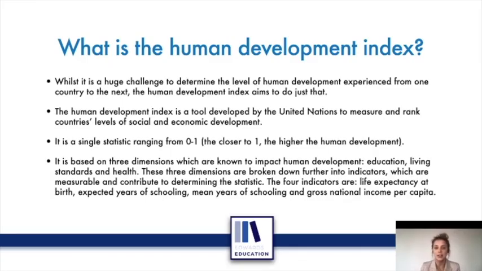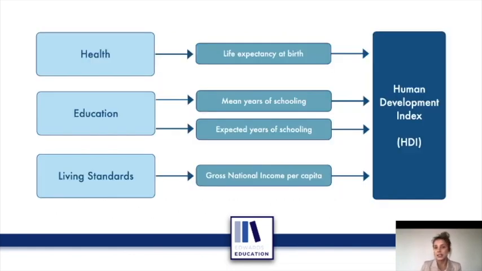So what is the Human Development Index? It's a tool designed by the United Nations to measure the economic and social development of a country. It's a single statistic from 0 to 1. Closer to 1, the higher level of human development experienced. It is basically broken down into 3 dimensions and 4 indicators.